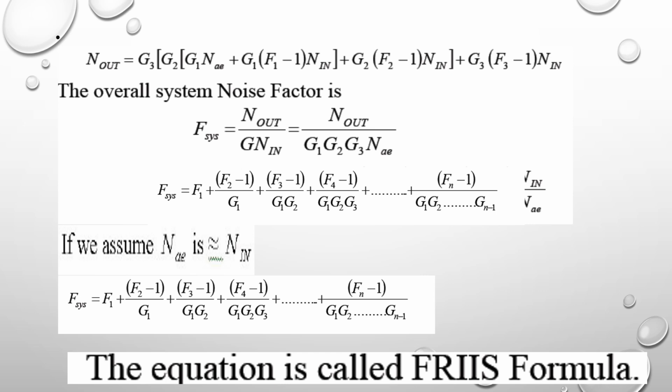The noise factor of the system is equal to F1 plus (F2 minus 1) by G1, plus (F3 minus 1) by G1 G2, and it follows after that. Now assume your input noise is equivalent to your active noise. Then the system noise factor is F1 plus (F2 minus 1) by G1, and so on. So this is for the elements in a cascade system. And this equation is called the Friis formula, since it was devised by a scientist called Friis.